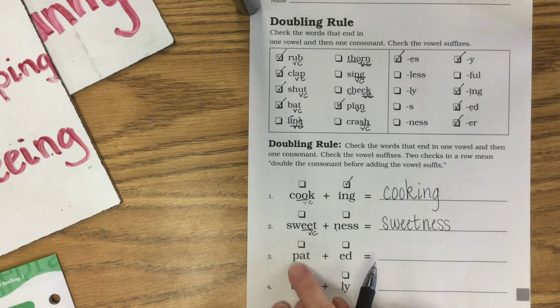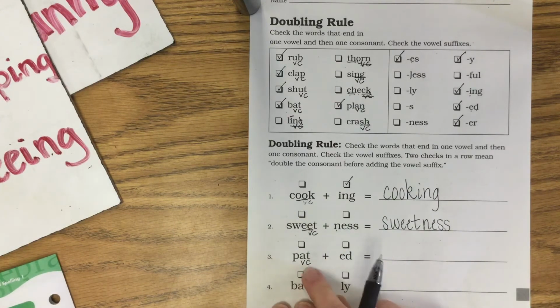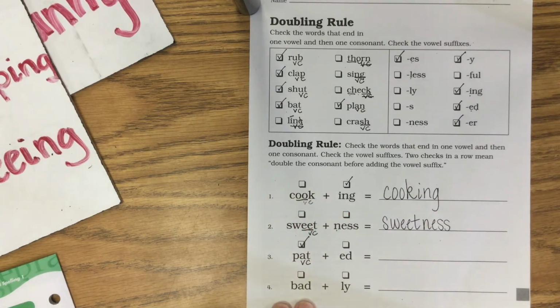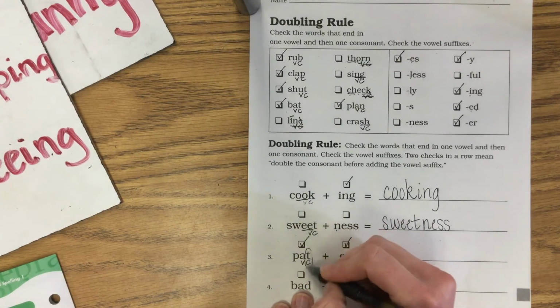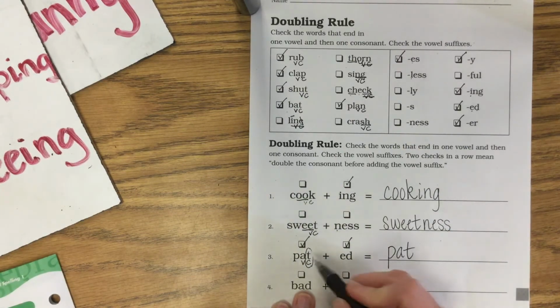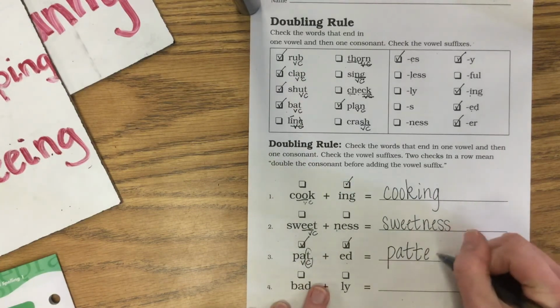The next one, we have pat. We're looking to see if our word ends in a vowel followed by a consonant, and it does. This is a vowel consonant, so we're going to give it a check. Then we're looking at the suffix. Is it a vowel suffix? Yes, it is a vowel suffix. Let's give it a check. So 2 checks, that's our doubling rule. So we're going to double this final consonant. So we're going to write pat. We're going to double this consonant, so we're going to write another T and then add our ED.